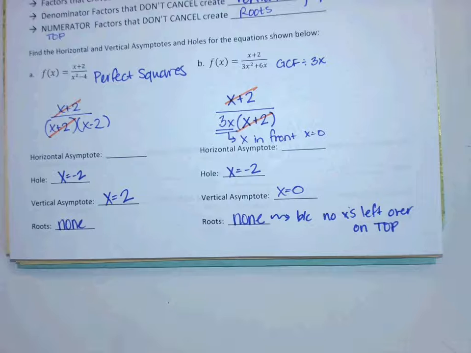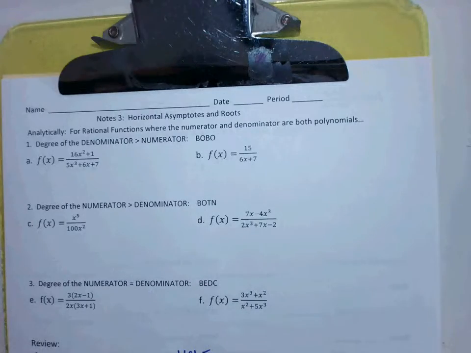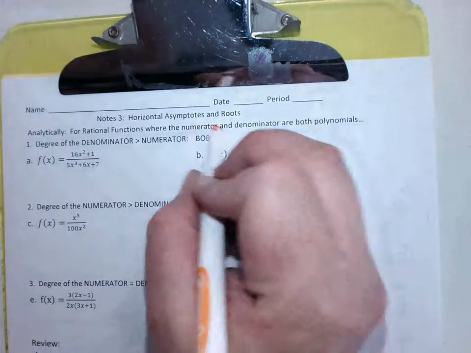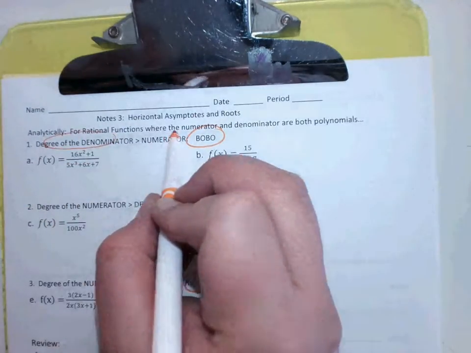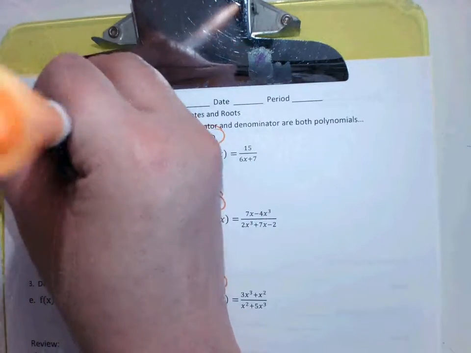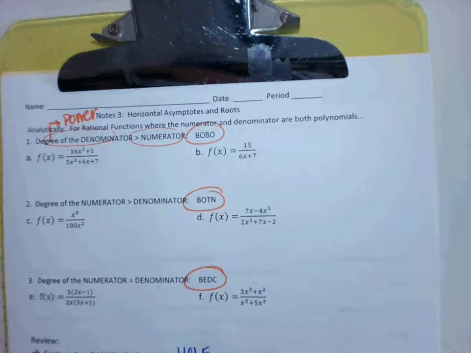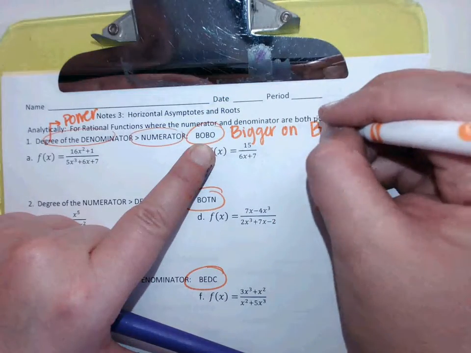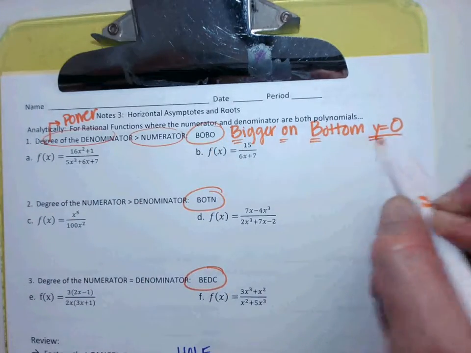Alright, so here is how you find a horizontal asymptote. There are 3 easy little acronyms for you to remember them. So come up to the very top. Your choices are BOBO, BOTN, and BEDSY. Here's what they stand for. To find an asymptote of a graph, you are going to compare the degree of the denominator to the degree of the numerator. Now, degree means power. So if I'm looking for BOBO, that means bigger on bottom, y equals 0. So it's bigger on bottom, 0.